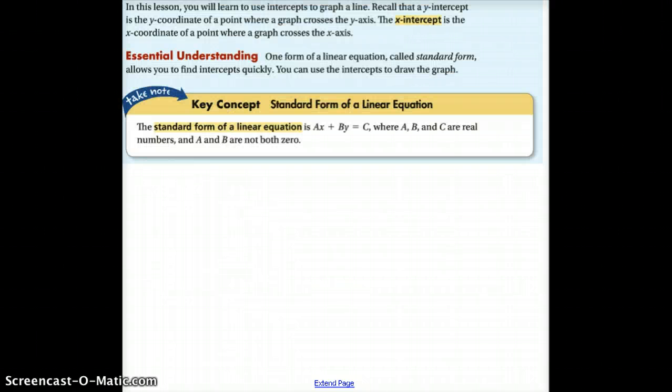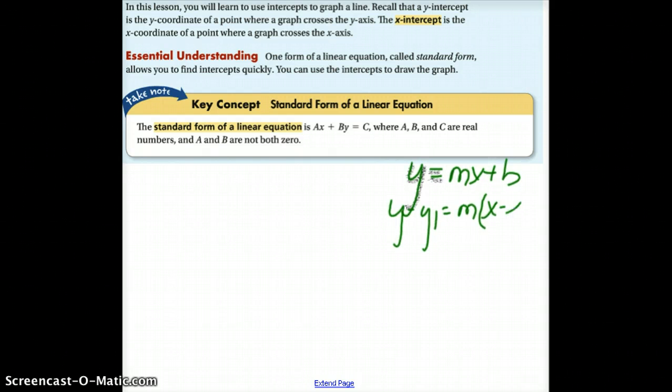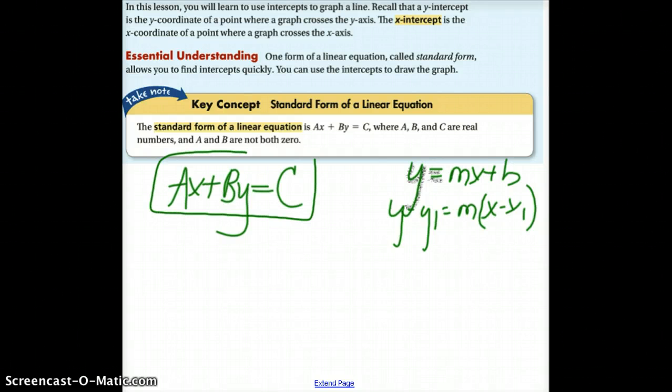We've already learned our y equals mx plus b. We know our point slope. Here is standard form: Ax plus By equals C. This is what you need to know for standard form.